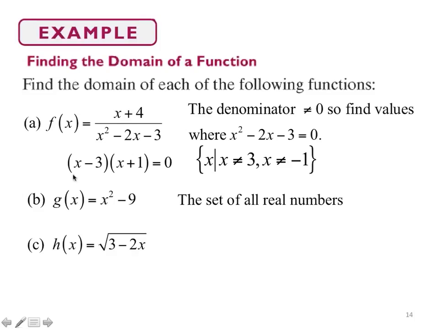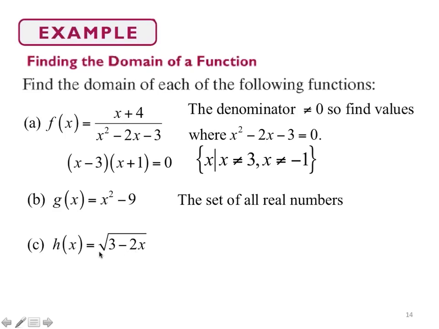For this one here, though, if you look at g of x equals x squared minus 9, we don't have a square root, and we also do not have a denominator. So the domain is going to be the set of all real numbers. Anytime you don't have a denominator or a square root, you can just say that it's all real numbers.